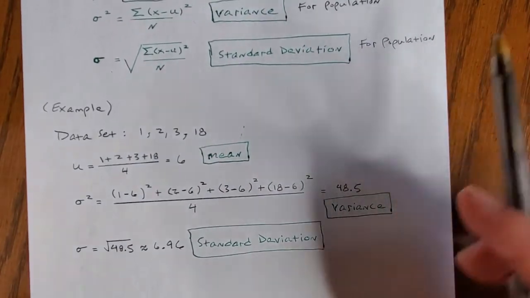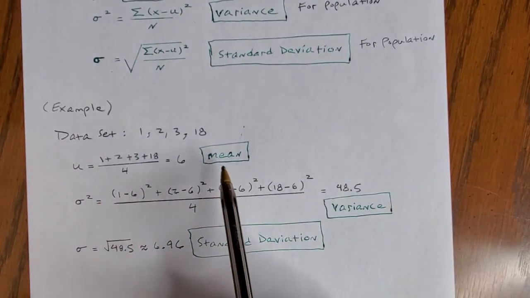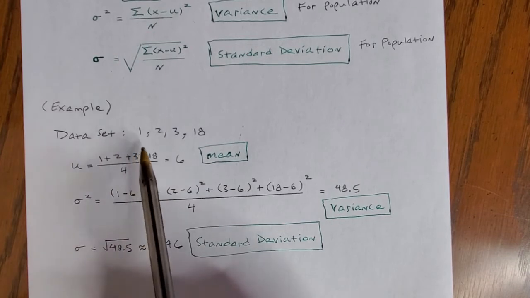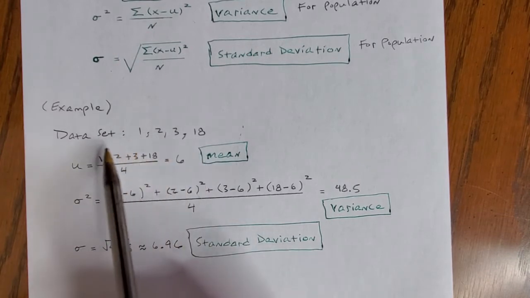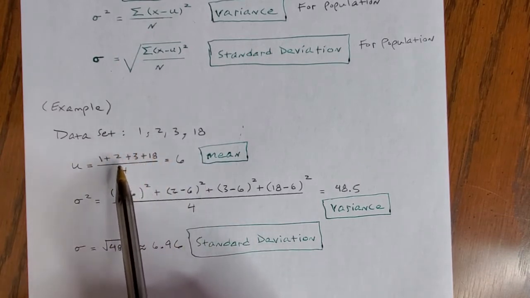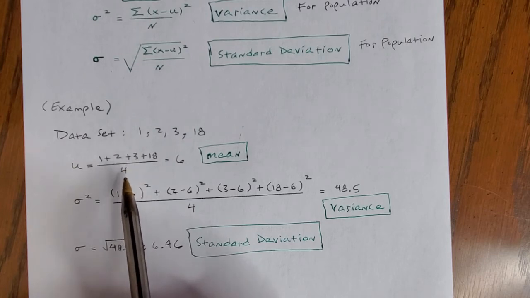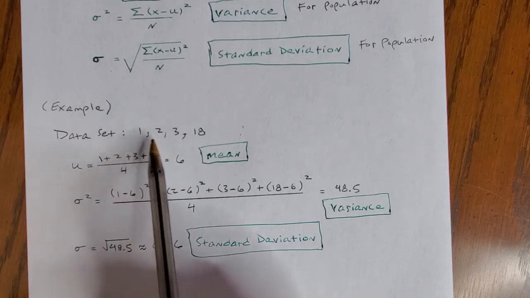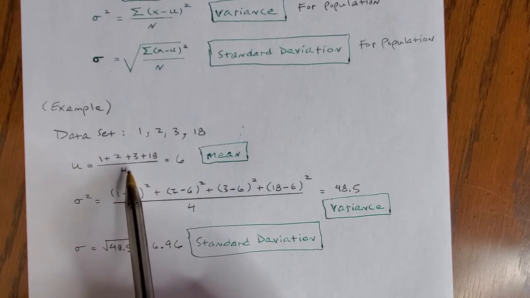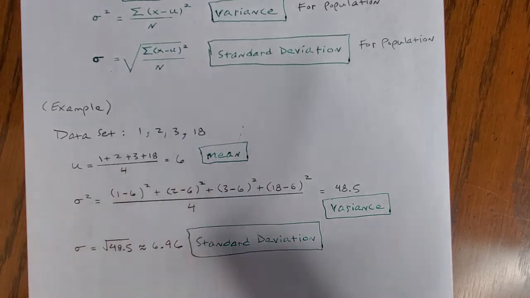All right, so first starts with the mean. How do you find the mean? Well, you take the data entries, you add them together, and you divide by how many data entries there are. So let's see, 1 plus 2 plus 3 plus 18. And there's 4 data entries. That's 24 divided by 4, that's 6. The mean's 6, okay?